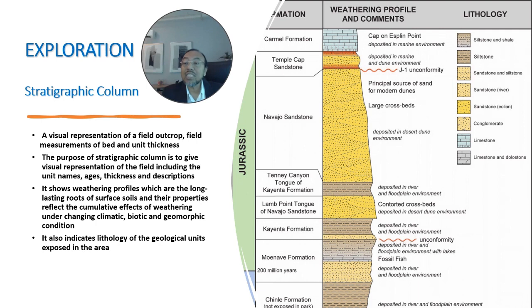As you can see, at the bottom of the column is a formation of conglomerate and siltstone deposited in river and floodplain environment. At the top of the column is a limestone formation deposited in marine environment. There are sandstone formations in the columns deposited in desert dune environment, where the relatively high porosity and permeability sandstones make them good reservoir rocks.